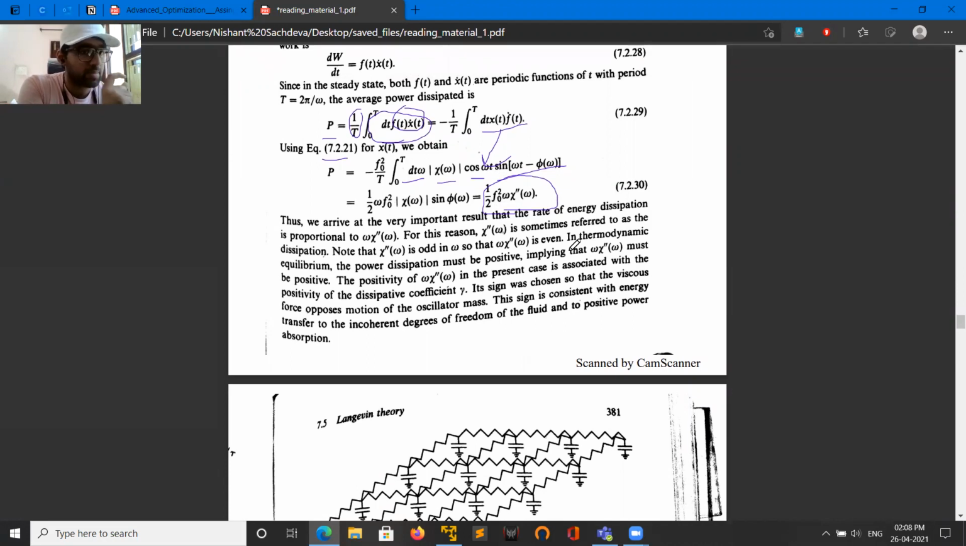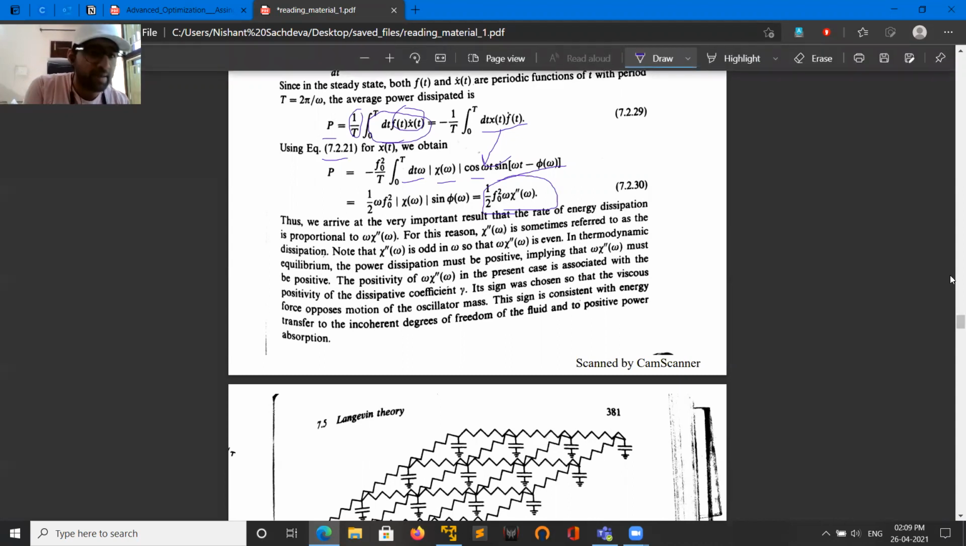to omega chi double dash of omega. The rate of energy dissipation, that's the power dissipation, is proportional to omega chi double dash of omega. For this particular reason, chi double dash of omega is also sometimes referred to as dissipation. So we know that power is dependent on chi double dash of omega, so sometimes we directly refer to chi double dash of omega, saying that power is dependent on it. So let's just call it dissipation.